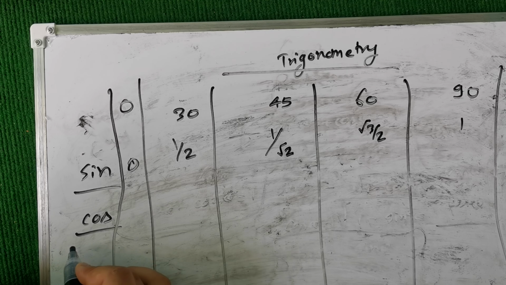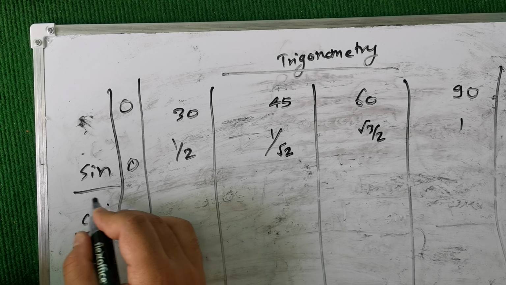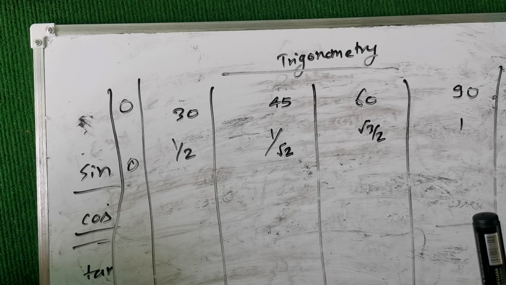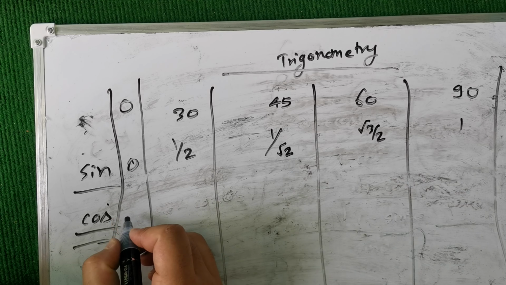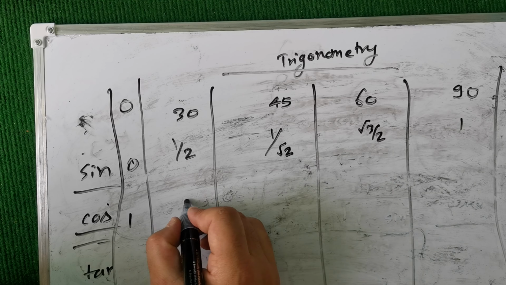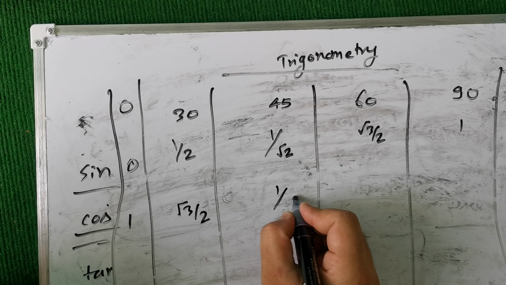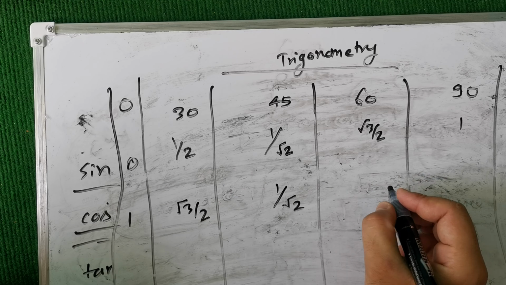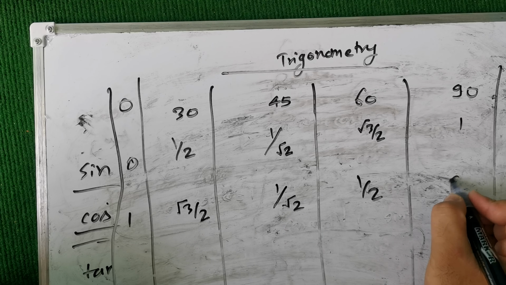And here in cos, it is just opposite to the sine. The value of cos is just opposite to the sine. Cos 0 means 1. Cos 60 means root 3 by 2. Cos 45, they are in the same phase. And cos 60 means 1 by 2. Cos 90 means 0.